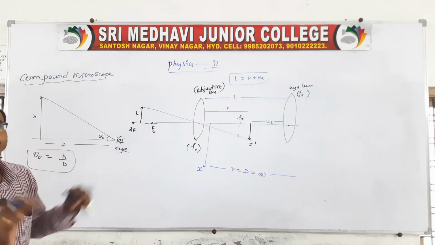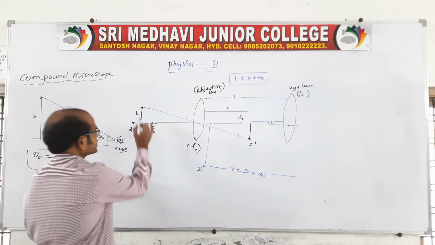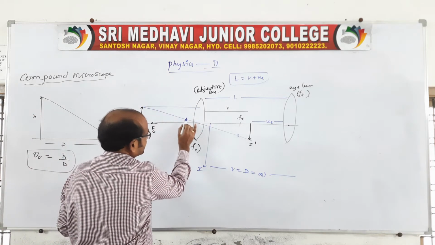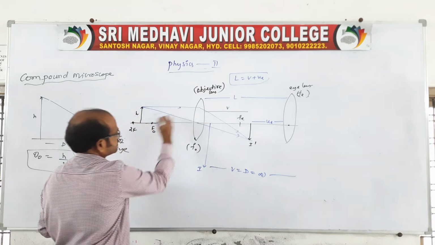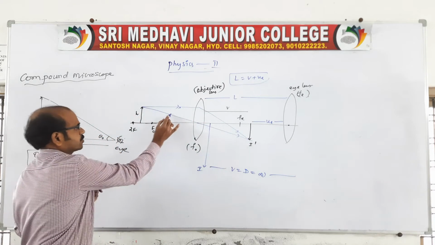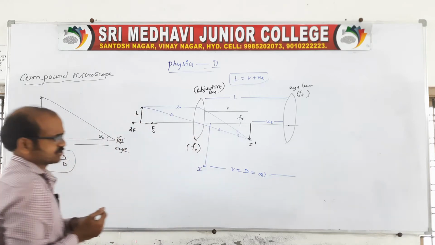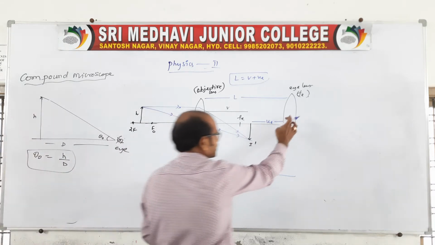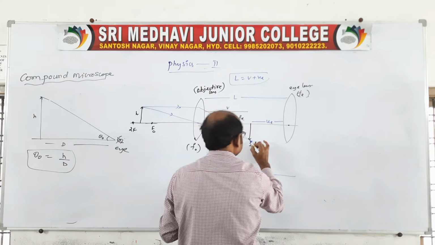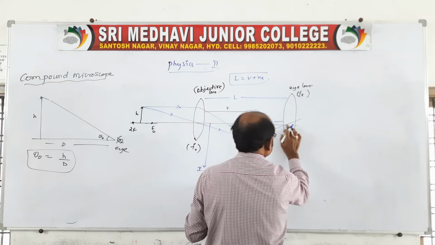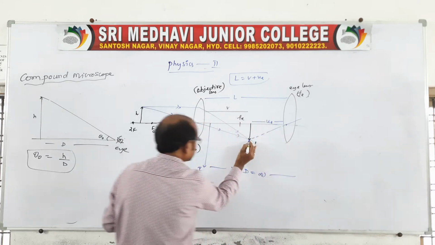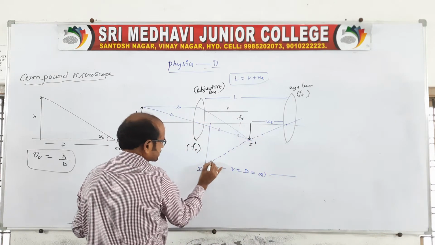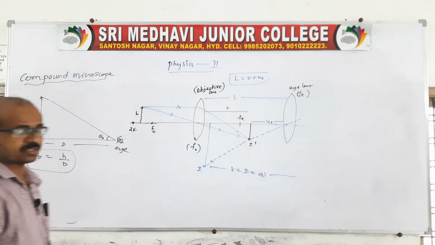Don't draw a number of rays. Of course we can also draw rays like this, but you may get confused if you take it like this. Yes, you can take one more ray also, no problem. So this is the image formed. Now this image is acting as the object for the eye lens, so the final image will be formed like this. Clear? So the final image will be formed like this. It is a virtual image, very clear.